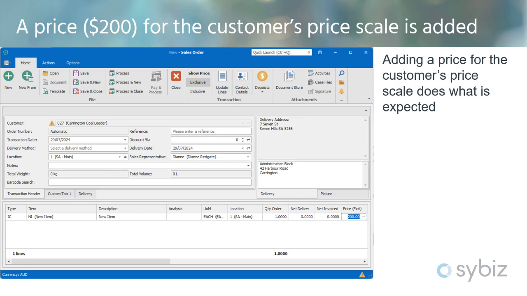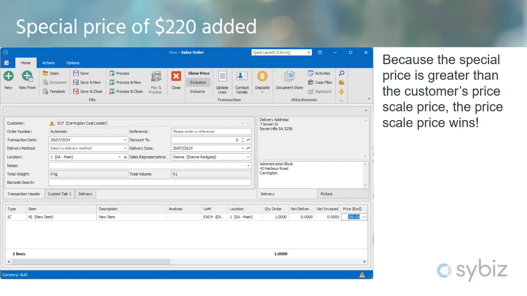And so now we've gone and added a price scale for that product that matches the customer's price scale. So we've put in a price of 200. When we go to sell the item, the default price of 200 is picked up from the price scale. So pretty simple and straightforward there. And now we've gone and added a special price of 220. But because the special price is greater than the customer's price scale price, the price scale price will win. So it's basically looking at what is the cheapest price in the system to sell this item to the customer.